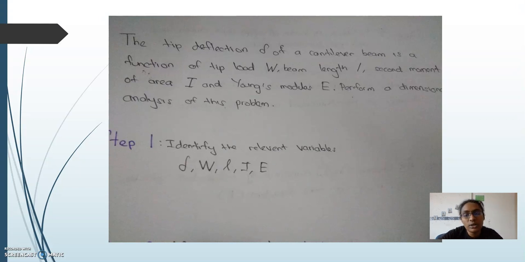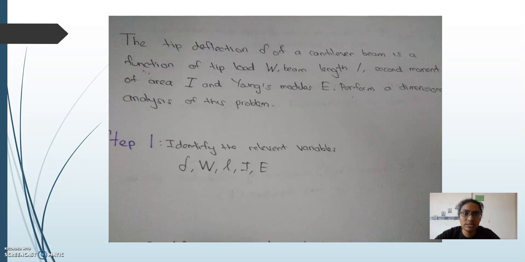Okay. The first step that we should do is identify the relevant variables. According to this problem, the relevant variables that we need are delta, W. Delta is the deflection of a cantilever beam, a function of tip load.